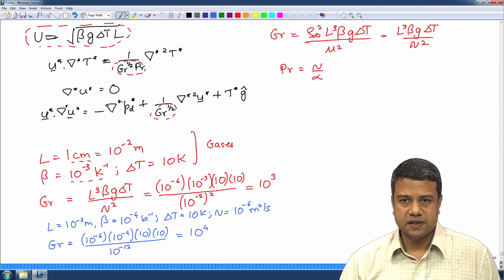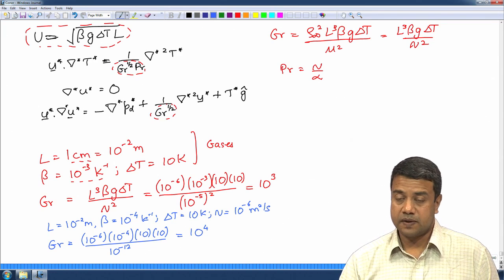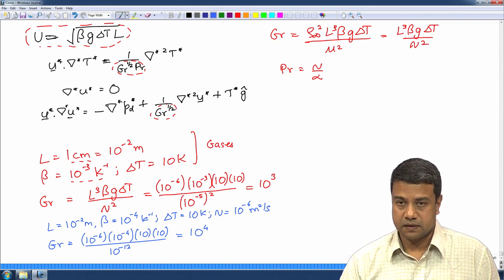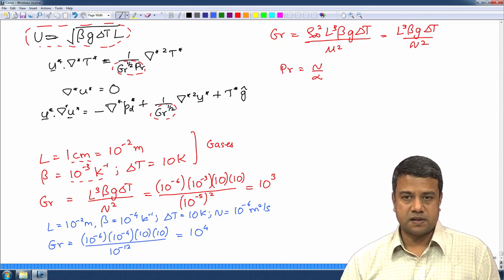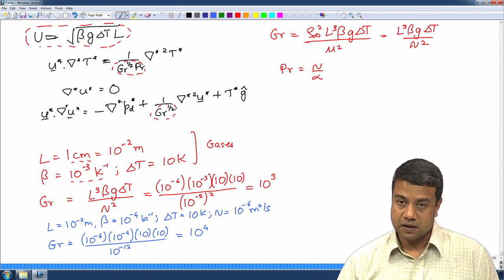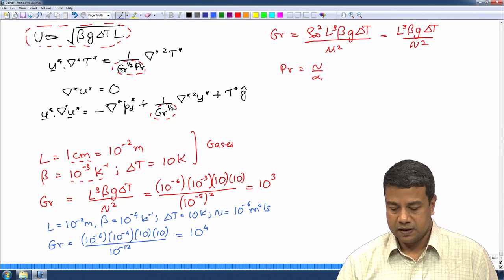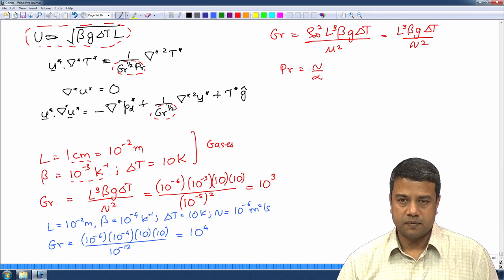So, even for relatively small systems, the Grashof number is very large, and the Grashof number increases as the cube of the length. If I go from a system of about 1 centimeter to a system of about 10 centimeters, the Grashof number would increase by a factor of 10 power 3. So, the Grashof number is invariably a very large number, and therefore, in all of these cases, convection is invariably much larger than diffusion.